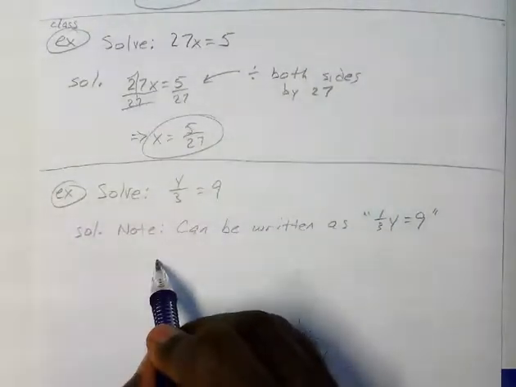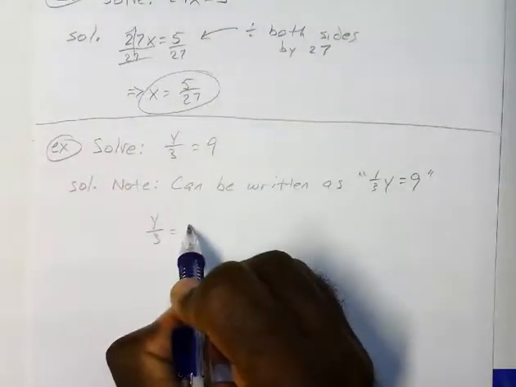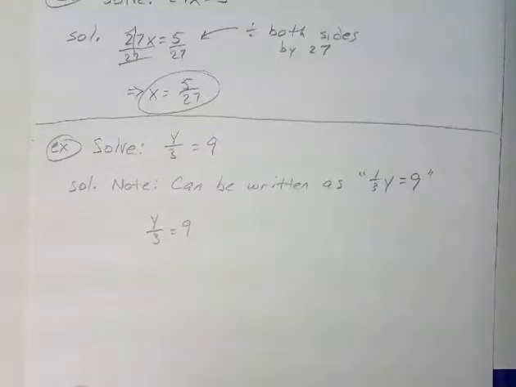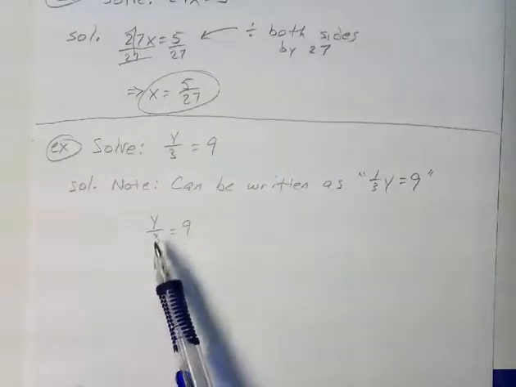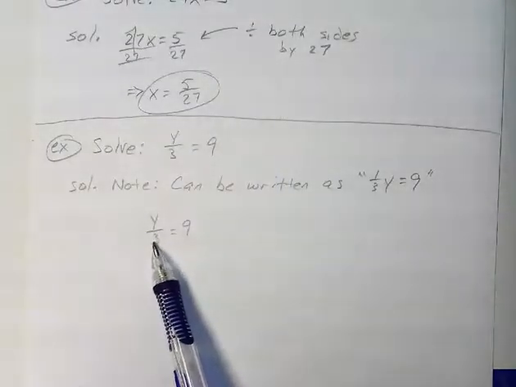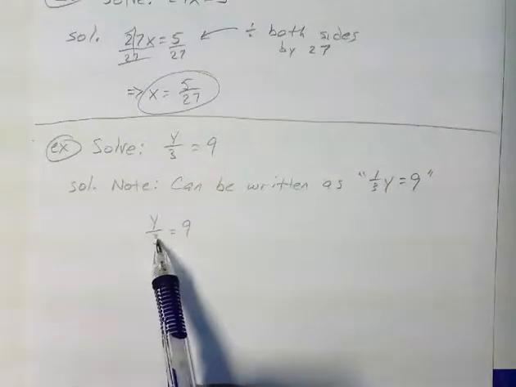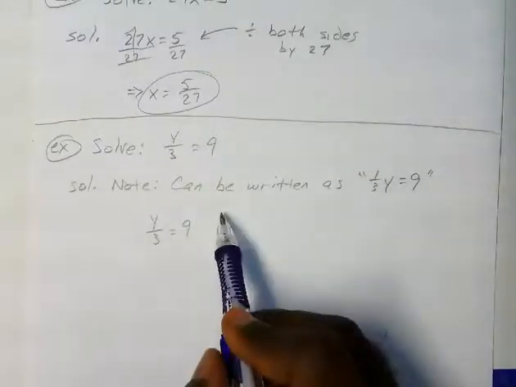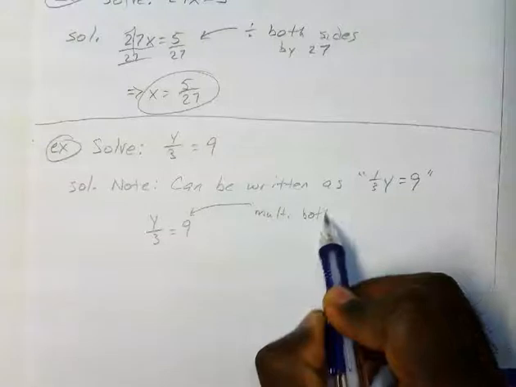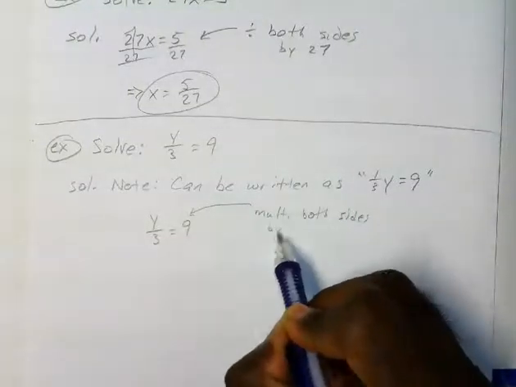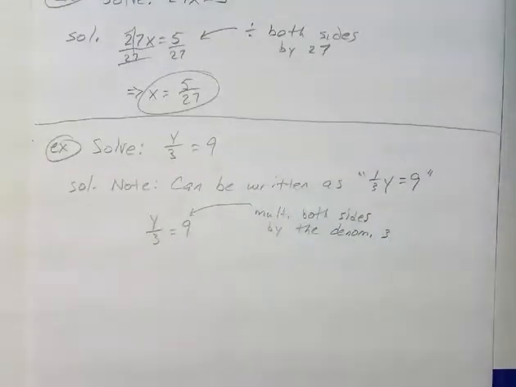Okay, so I'm just going to rewrite that up a little bit. You have y over 3 equals 9. Remember up here, we had multiplication, so we had to do the opposite and divide. Here, we have division, so we have to do the opposite and multiply. You're always going to do the opposite to get the variable by itself. So we're going to multiply both sides by whatever the denominator is, and in this case, that denominator is 3.